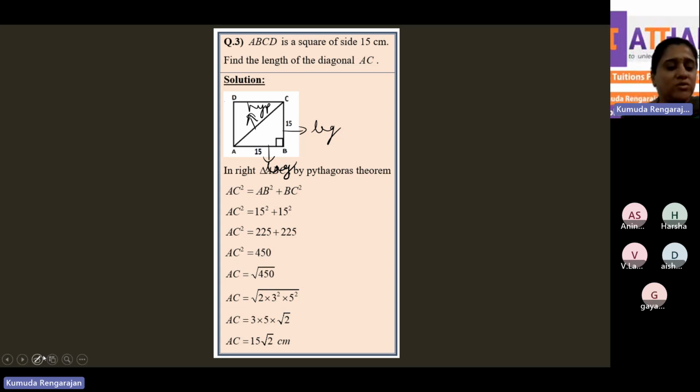So Pythagoras theorem goes like this. One leg square plus the other leg square is equal to hypotenuse square. Or you can write hypotenuse square is equal to the square of one leg plus the square of the other leg. Anyway, you can write it either way, but the square on the hypotenuse must be alone on one side.